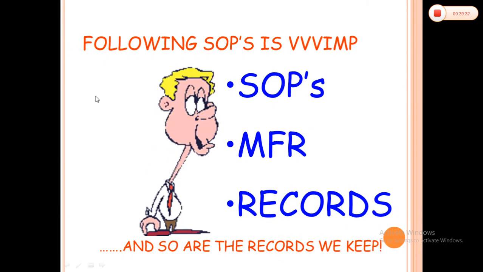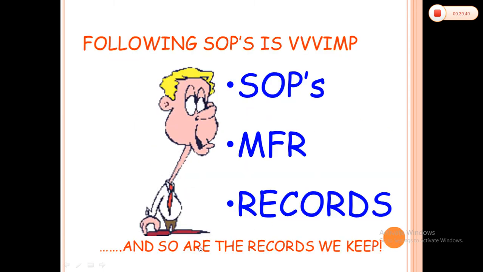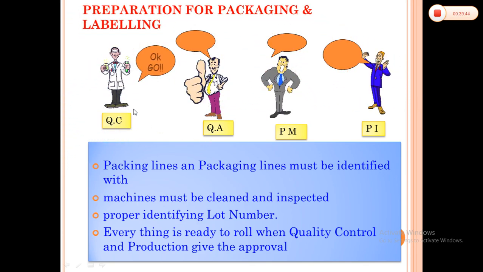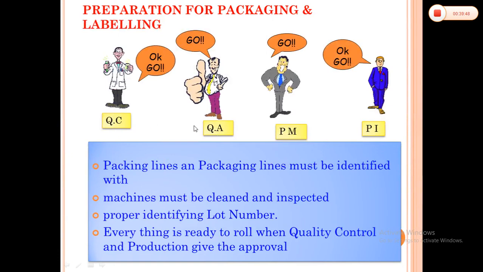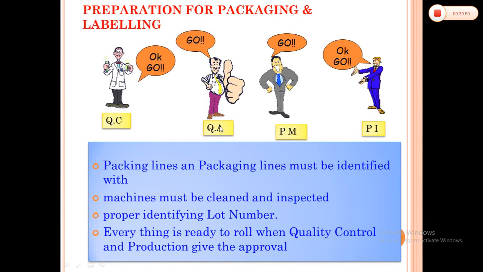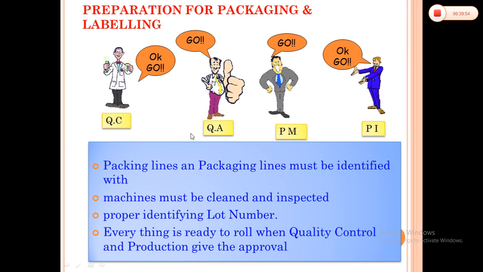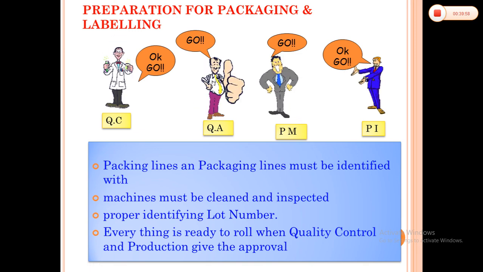Different processes are there, and we have to follow the SOPs, standard operating procedures, MFR, master formula records, and other records. So here you have to take the permissions first from quality assurance. Then you can ask quality control, through quality assurance, to confirm that the packing line is ready for the packing purpose, there is no previous product present, and the environmental conditions are properly maintained.